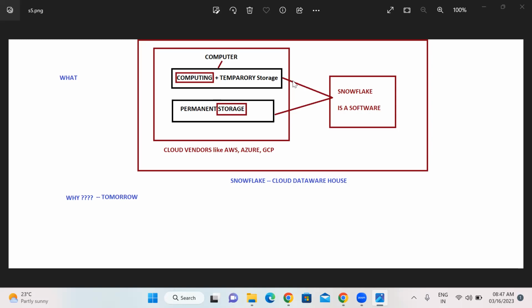Now tell me, what is the purpose of Snowflake? The purpose of Snowflake is to maintain huge, bulk data. Okay. To maintain that huge and bulk data in Snowflake, does Snowflake need a storage or not?